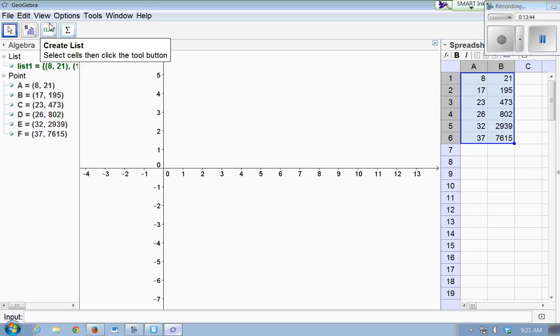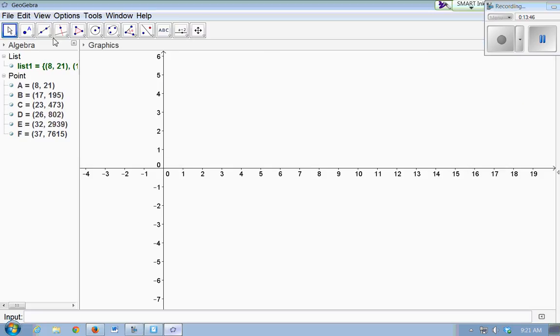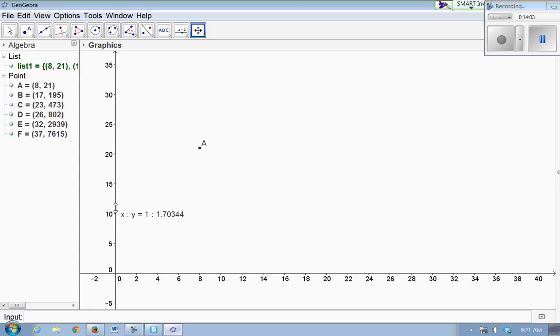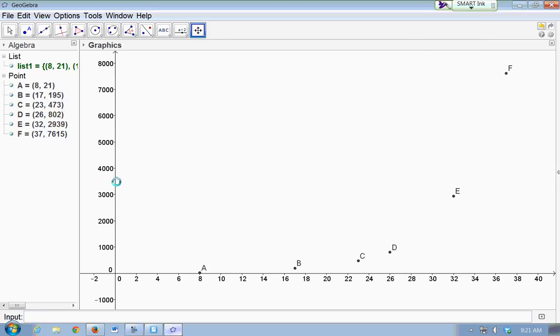All right, so I've got my points. I don't need to see this spreadsheet anymore. I can't see them. I just have to adjust my window to be able to see them. So let's see, my x's go from 8 to 37. So I'll go with 40. And then my y's, the smallest one's 21, and the biggest one is like 7,000. Okay, there, now I can see them all.